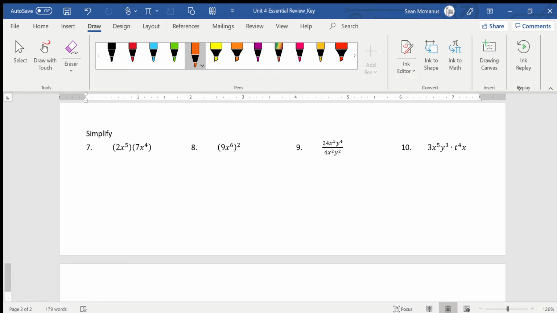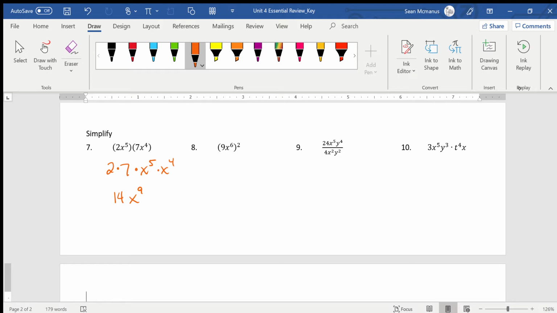Make sure we're remembering our rules, right? So we have 2x to the 5th power multiplied by 7x to the 4th power. So we're going to multiply all this together, right? So really we have 2 times 7 times x to the 5th times x to the 4th. I'm just writing it in a different order. When I multiply, the order doesn't really matter. So 2 times 7 is 14. And I have x to the 5th, that's 5 x's being multiplied together, multiplied by x to the 4th, which is 4 x's being multiplied together. So altogether, I'd be multiplying 9 x's together.